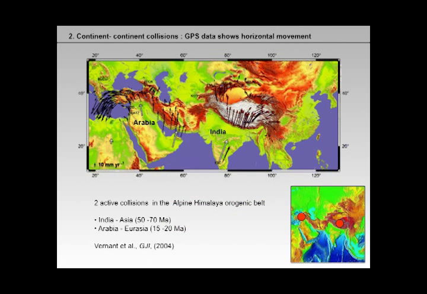So in terms of continent-continent collisions, there are a couple of examples to look at. And obviously the best well-documented example is Tibet. India's moving north at 4 centimeters per year still, and has produced the largest area of thickened crust and high-altitude plateau on the surface of the Earth.